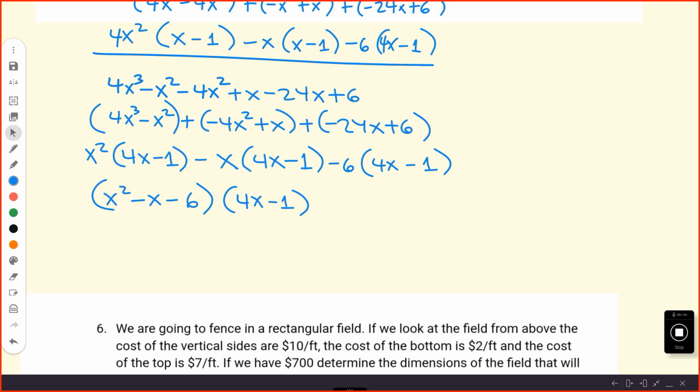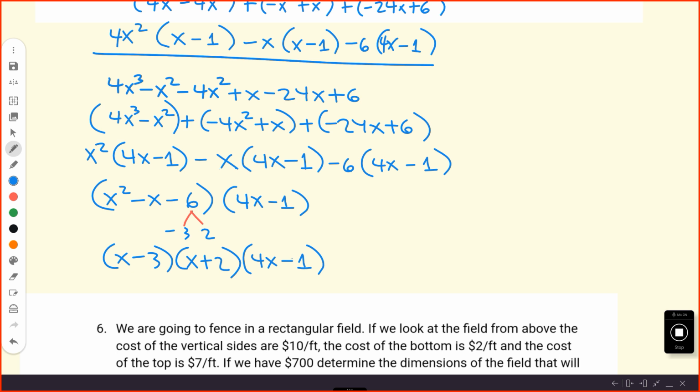Negative 3 times 2 is negative 6, and negative 3 plus 2 is negative 1. So you can write this as x minus 3, x plus 2, and then 4x minus 1. So these are all your factors. And from there, you set each factor to 0 and solve for x.